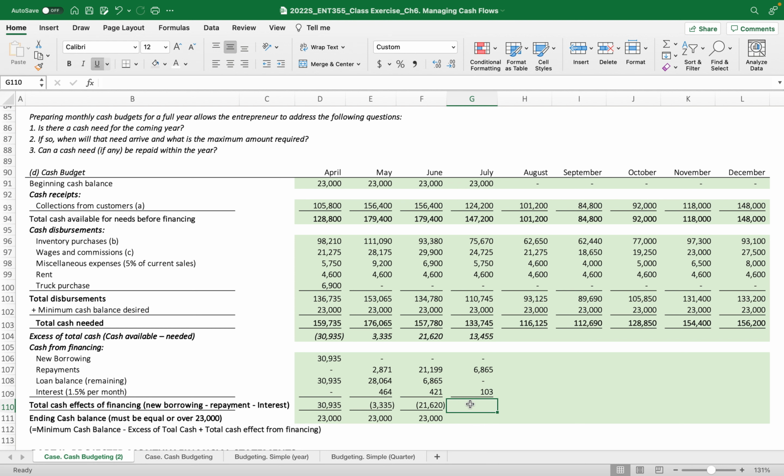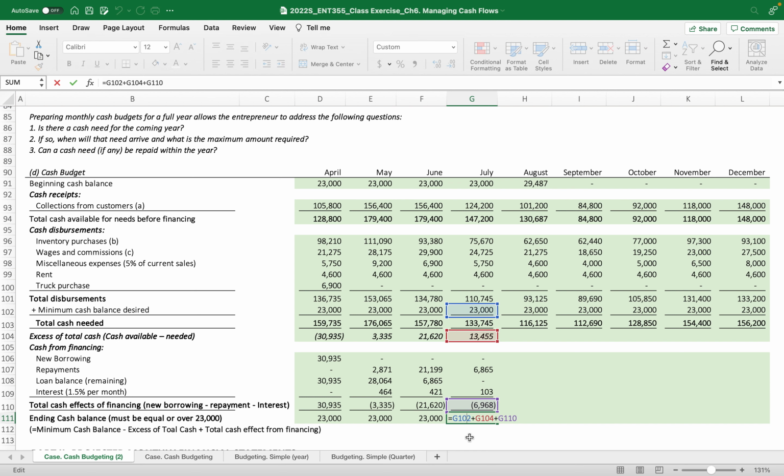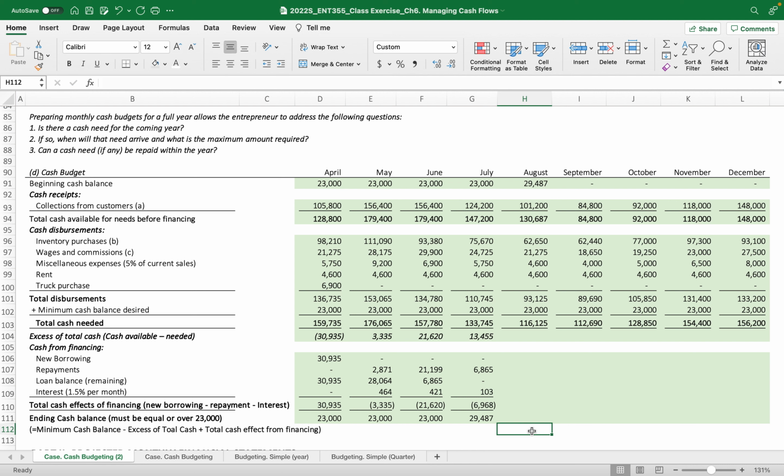Then the total cash effect. How much is the total cash effect? Right, the sum of these two, the sum of the repayment amount. And again, the last calculation is important when we create more cash than this loan balance, right? And then definitely we finally have more than 23,000, the minimum cash balance. Cool. Then let's drag.